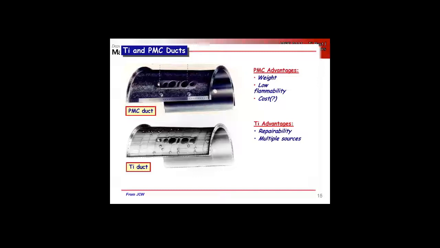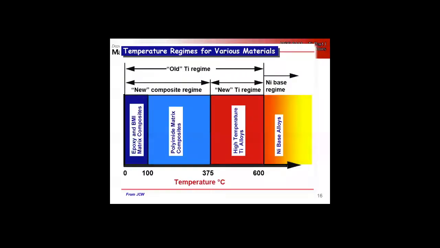The big advantages over PMC are still lower weight, low flammability. Titanium can burn under hot enough conditions, or if you powder it. But the big advantages of titanium are that it can be repaired, and just sort of the regime that we're interested in. So service temperature is up to about 600 C, which our alpha-beta titanium alloys are good for. Once we're above that, we start to move into the nickel region.